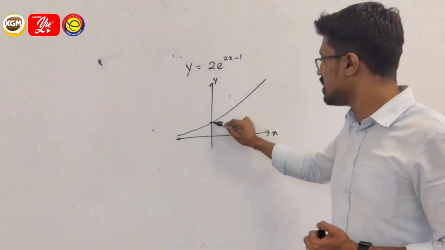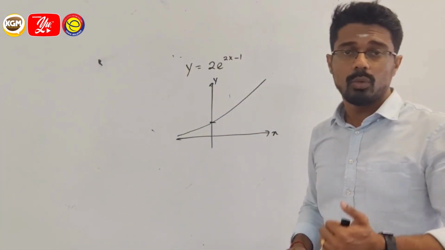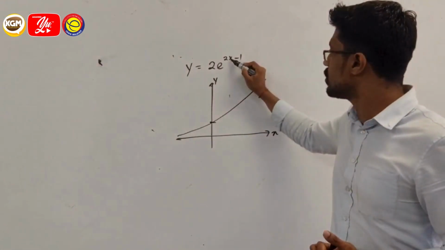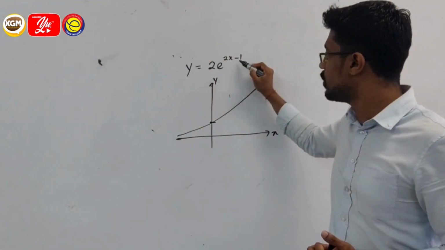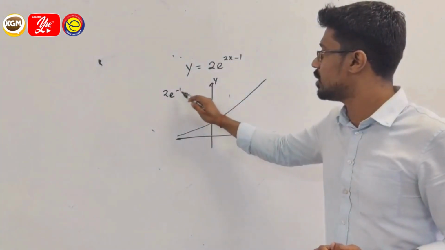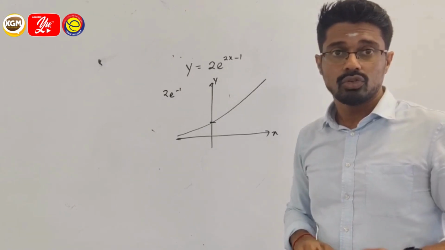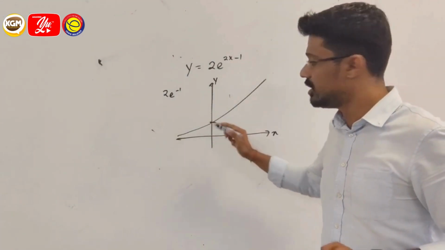And as you can see, it cuts our y-axis, meaning I have a y-intercept. We get the y-intercept when x equals 0, so put 0 there. So it's going to be e power negative 1, so 2 e power negative 1. This you can press on your calculator and get the exact value. So you know definitely it's going to be something here.